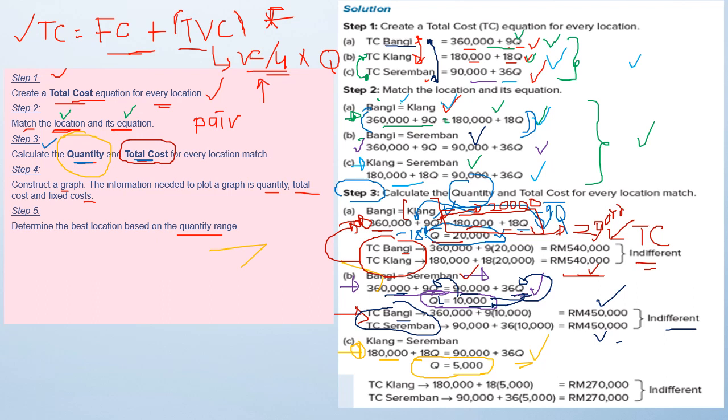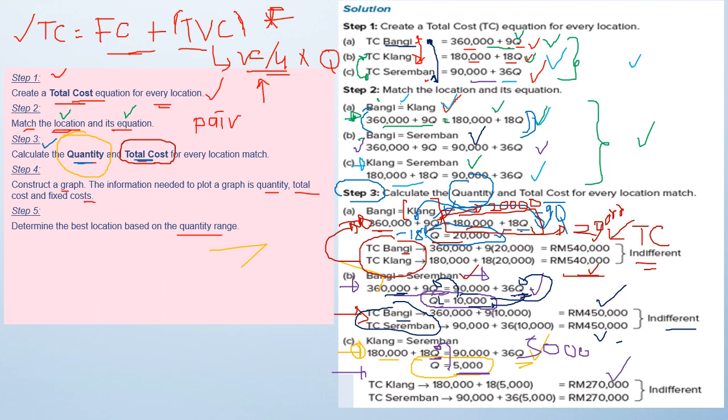And for the last match, that is Kelang and Seremban. We calculated and the Q was 5,000. So we replace Q with 5,000. So 5,000 is the Q now, and that will give the amount of total cost. So for Kelang, 180,000 plus 18 times 5,000, you will get 270,000 ringgit as the total cost for Kelang.